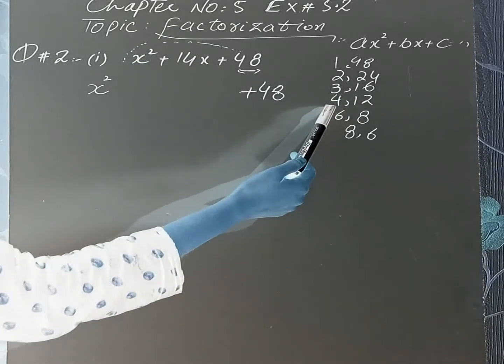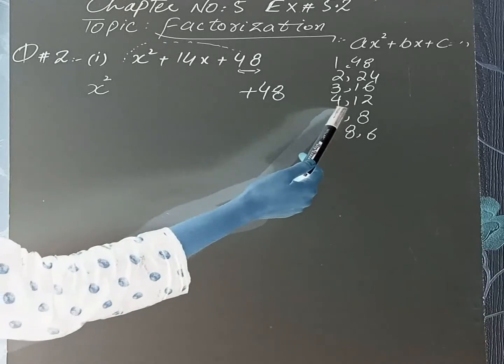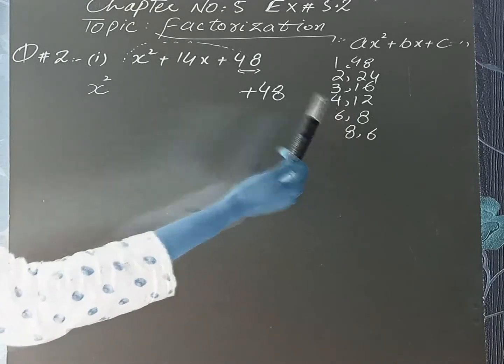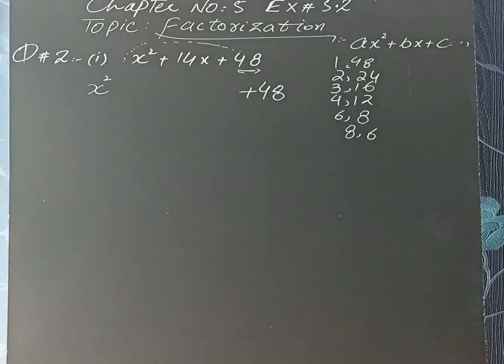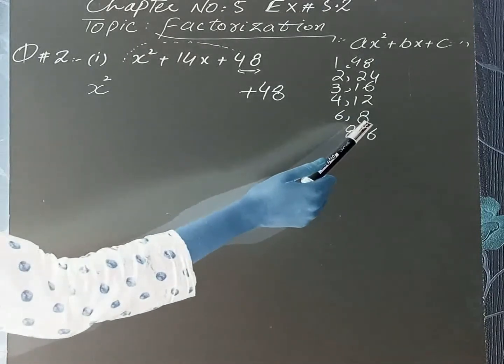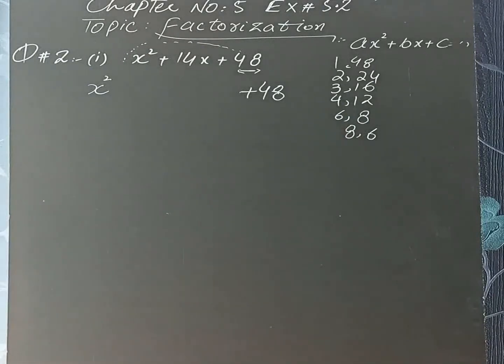12 plus 4 we can get 16. 12 minus 4 we can get 8. It means we cannot get 14 here. So 8 and 6. 8 and 6, if we add them, we can get 14x. If we multiply them, 8 and 6, we can get 48.